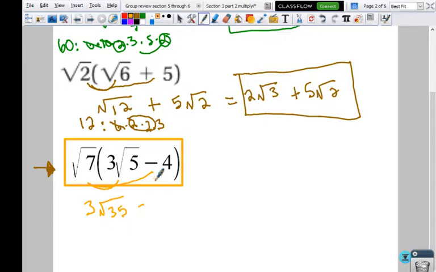Alright, what do I get when I do square root 7 times negative 4? You get -4 and then square root 7? Yep. Negative 4 square root 7. Can I simplify anything? No. 35 I can split up to be a 5 times 7, but nothing gets kicked out. So, this is my final answer.